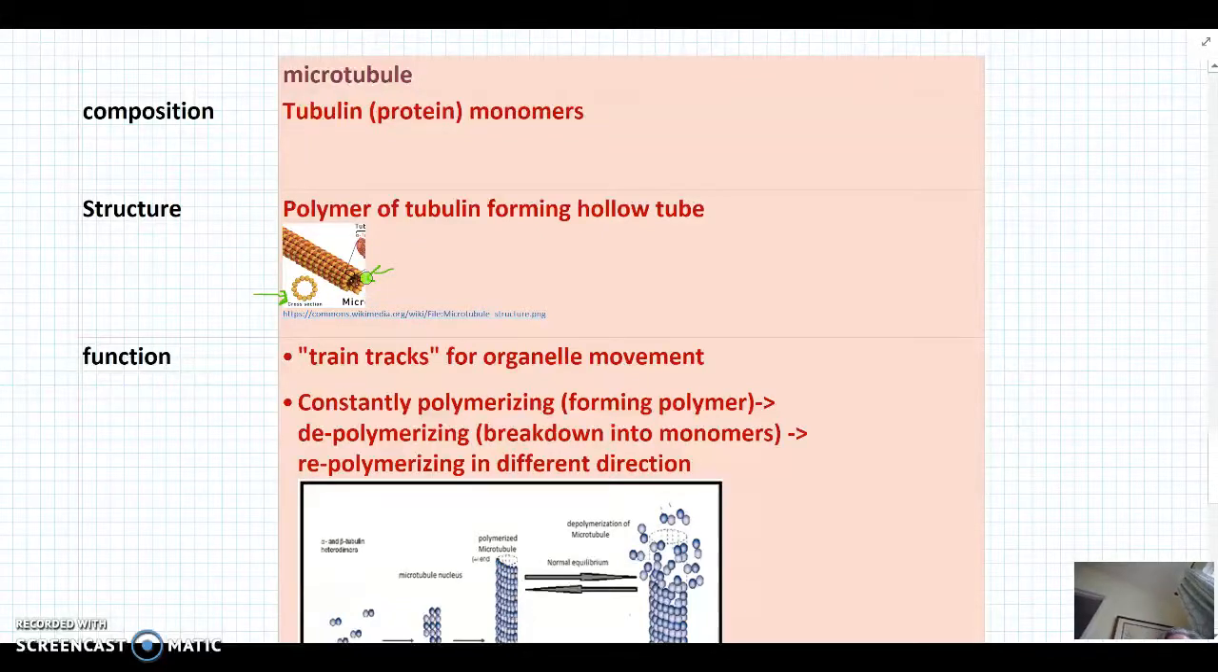Microtubules have a very important function inside our cells. They provide what I think of as the train tracks for organelle movements. Organelles in our cell don't just float around aimlessly. They actually move from place to place or don't move based on either holding on to our intermediate filaments or moving along these microtubules, which function as our train tracks.